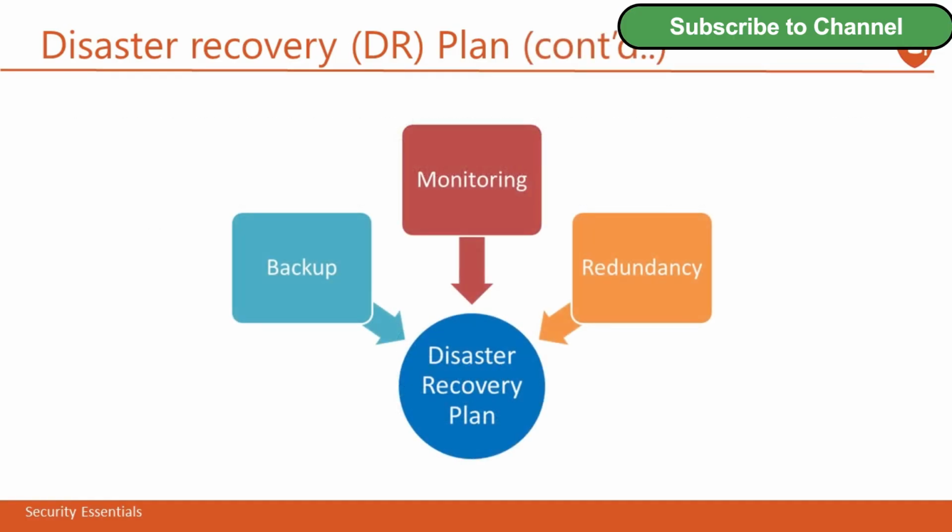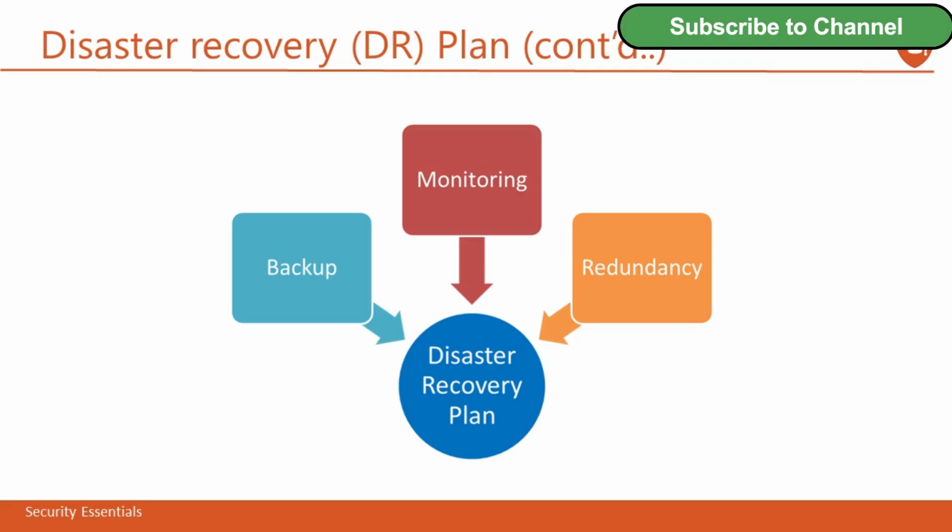Next, you can see how disaster recovery ties everything together. We have backup, monitoring, and redundancy. All of these tie into the disaster recovery plan. First, we have backup. Data that can be recovered in the event of a crisis. This should be secure and encrypted. Next, we have monitoring. We have to monitor and update our data backup.